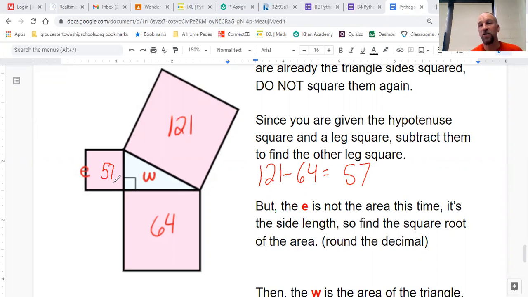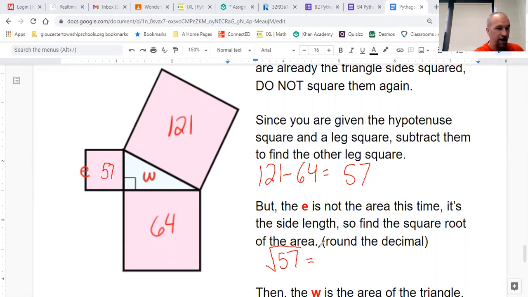But that is not the question this time. The question this time goes right to the side. The E is labeled on the side. The E is not the area this time, it's this side length. So to find the side length, I do the square root of that area, the square root of the 57. And that is not a perfect square. We had been rounding to the 10th place, but this escape room asks us to round to the 100th place. So I'll do that this time.